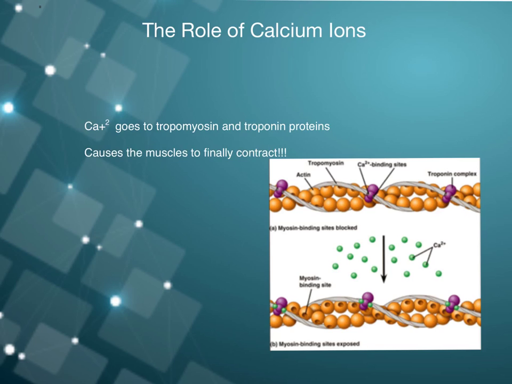ADP and phosphate are released, making the actin pull. Finally and foremost, ATP goes to the myosin, causing the muscles to contract or loosen depending on the amount of calcium ions present in the cytosol.